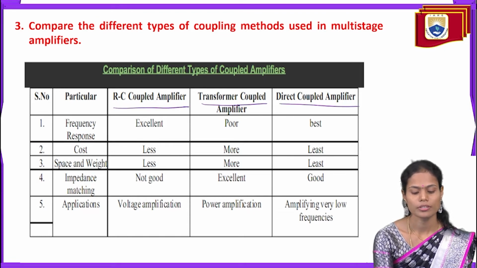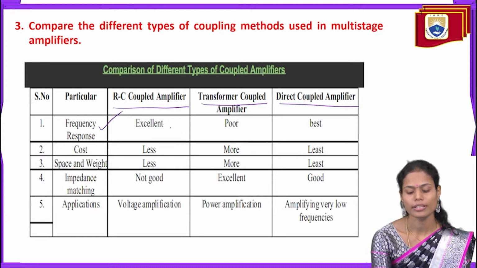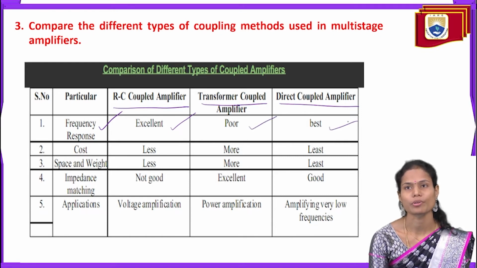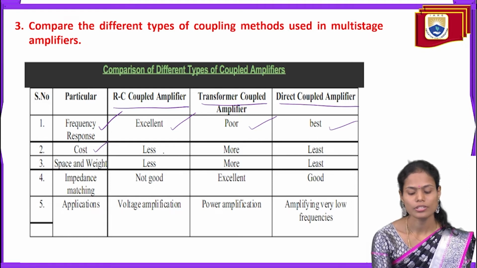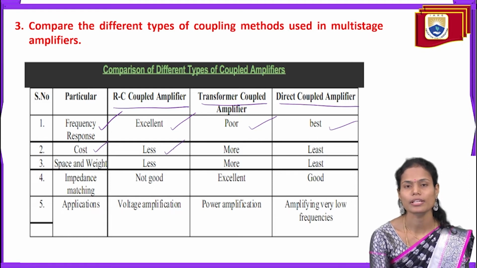In the case of comparison, we are taking the frequency response. In the RC coupled, we are getting excellent frequency response. In the transformer coupled, it is very poor. And in the direct coupled, we are getting the best frequency response. While coming to the cost, it is very less for RC coupled. Why? Because with resistors, capacitors and transistors only, we can design this.